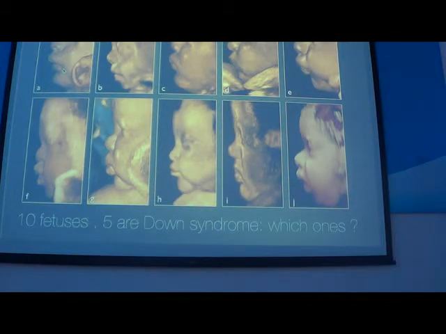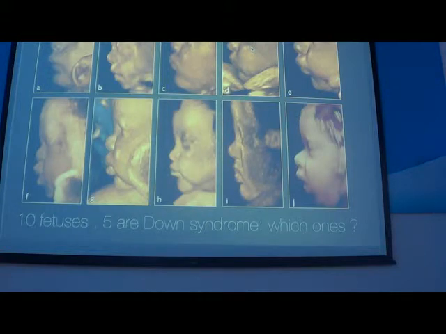This was the normal one. So this one normal. This one, Down syndrome. Down. This one, normal. And this one, this is a Down syndrome. It's a nice baby, but it's a Down syndrome.